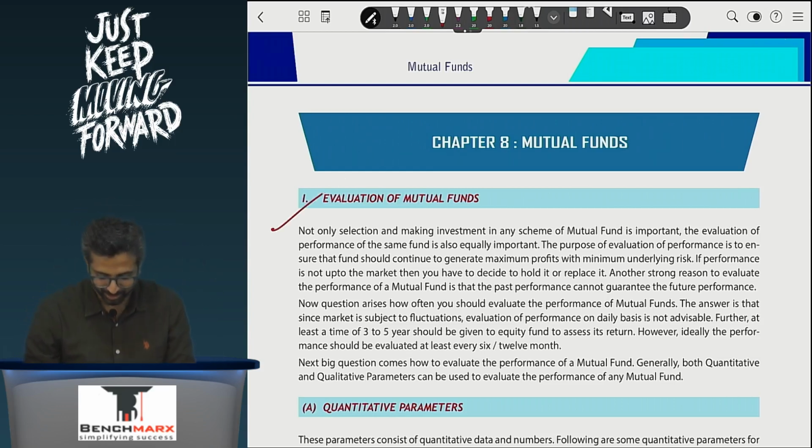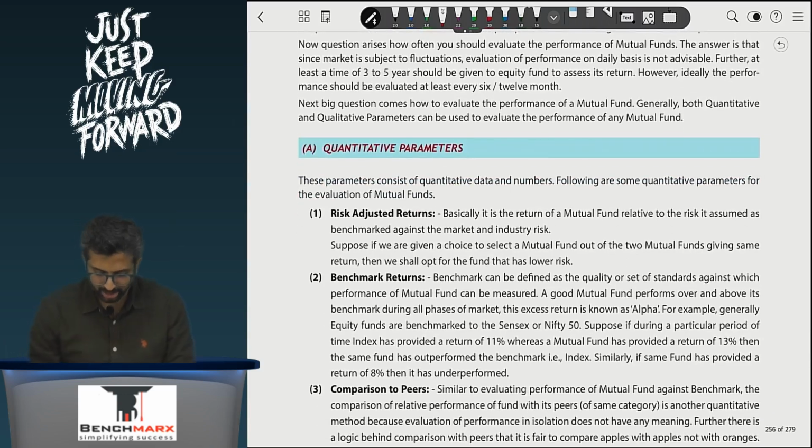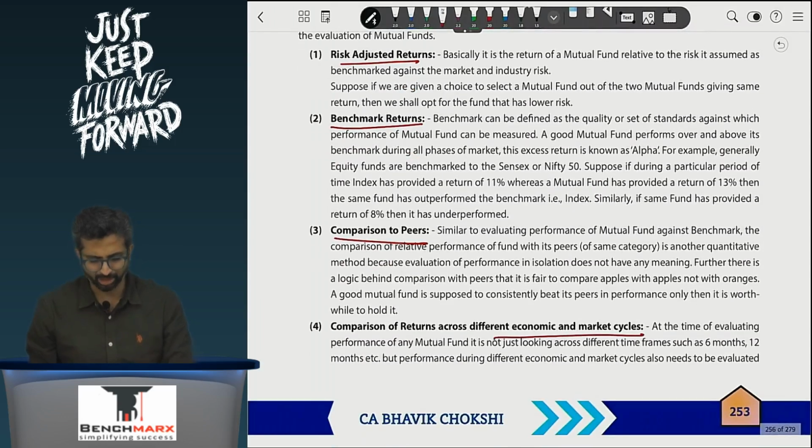Okay, so over here, evaluation of mutual funds. We have said evaluation is done using various qualitative or quantitative parameters. Quantitative is easy: risk adjusted returns, benchmark returns, comparison to peers, returns across market cycles. So you will compare this, adjusting for risk. Sharpe ratio, Treynor ratio, what is that? Risk adjusted returns. You have adjusted for risk and then figured out how much is your reward. Or Jensen's alpha, excess over the risk.